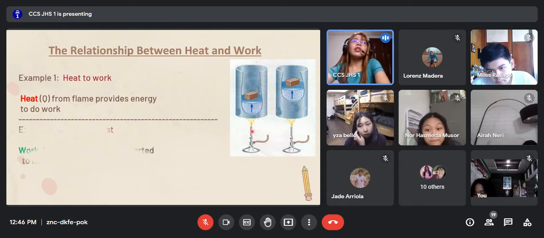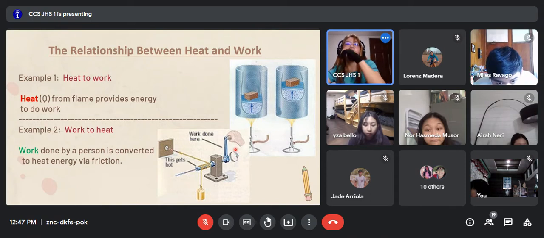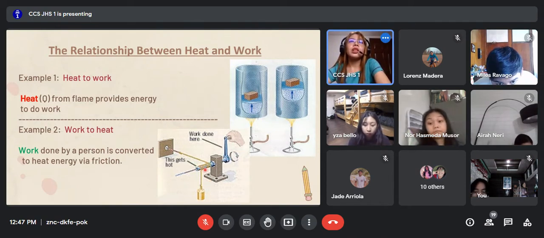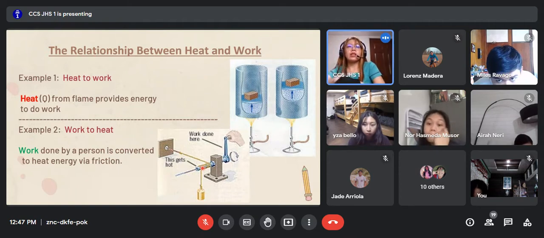Okay. Another one, we have work to heat. Work done by a person is converted to heat energy via friction. So if you're going to rotate this, this is mechanical work done here. And then what will happen in this portion? Diba, there's friction and it can produce heat. Just like when you rub your hands together, diba, it can produce heat. Okay, that is work to heat.